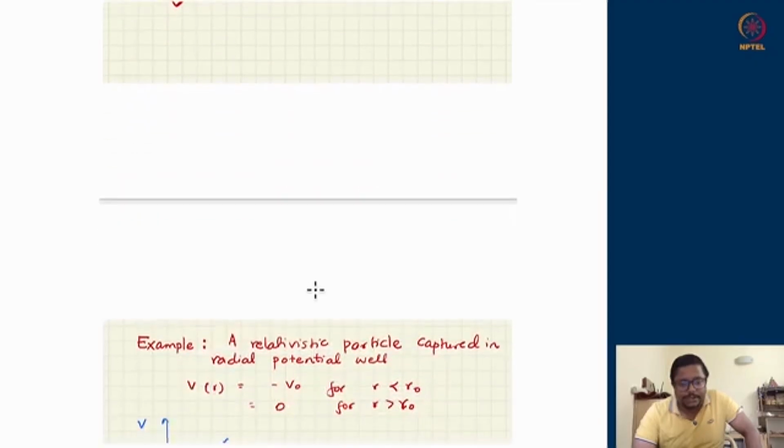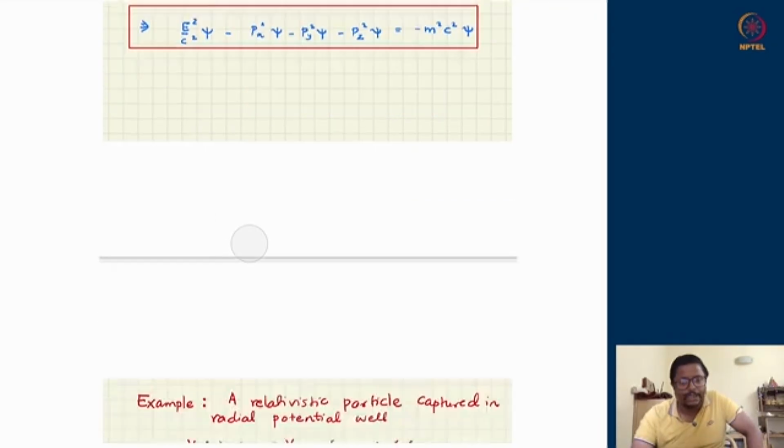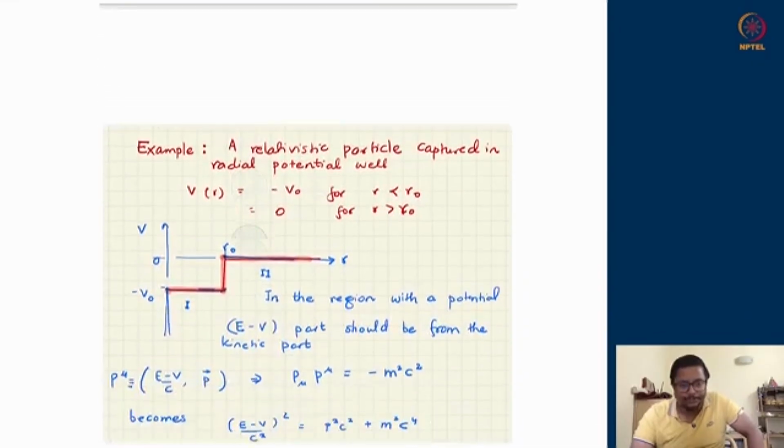Okay, so this is an equation which one should be solving for a relativistic particle. This is a good replacement of the Schrodinger equation, so to say. Let us see this through an example.